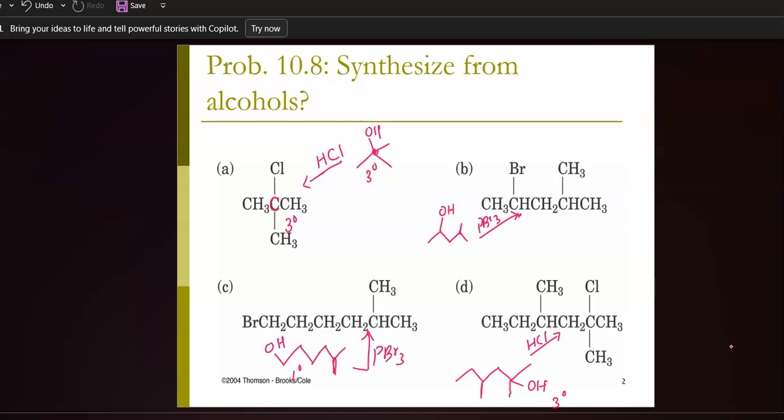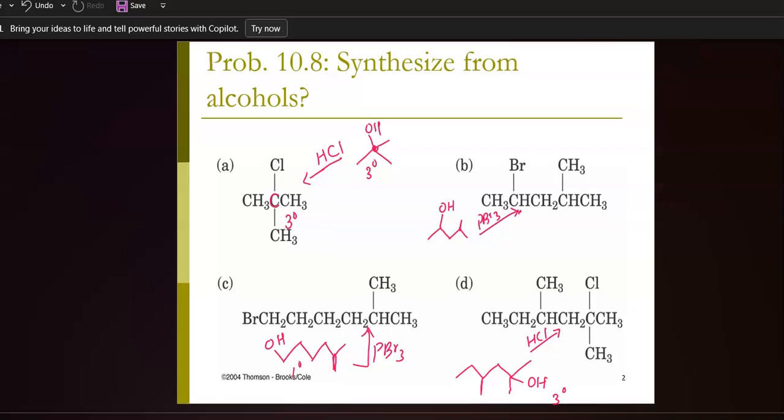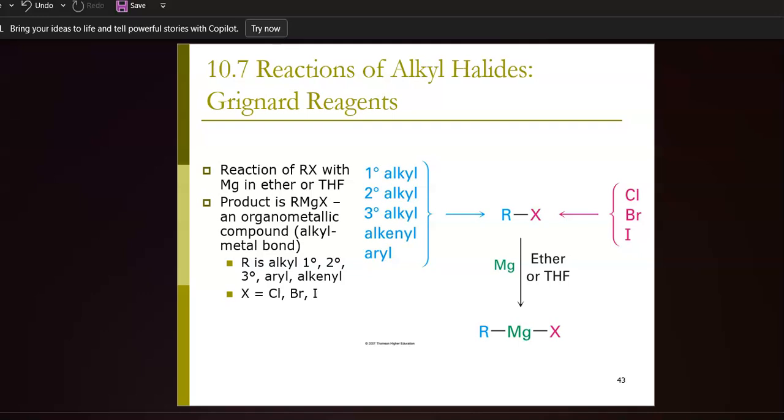So this is how you can think back of what starting material you can use in order to produce these alkyl halides. Moving on to the next section, we actually did talk about Grignard's reagent, but just a quick review: Grignard's reagents are very versatile reagents because they can act as nucleophiles and as bases.